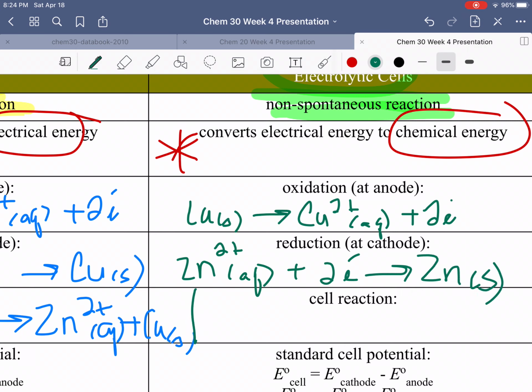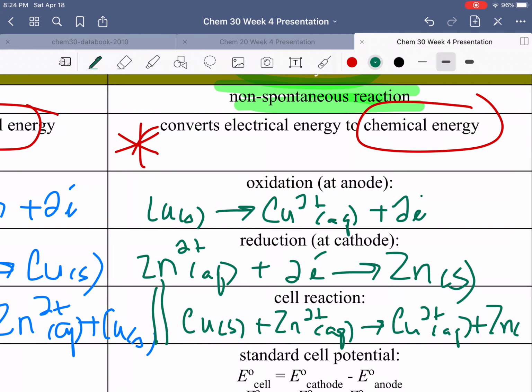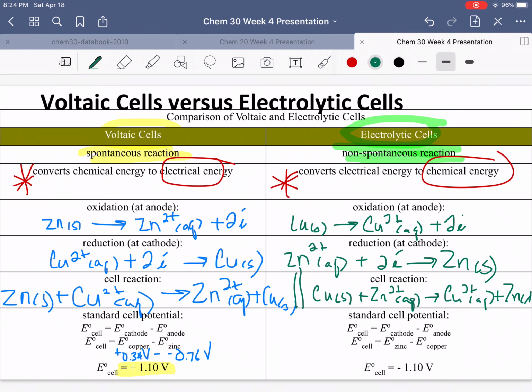So in other words, when we actually make that net cell reaction, notice something about this. Copper solid plus zinc 2 plus aqueous ions produces our copper 2 plus aqueous plus that zinc solid. Look at the two sides. We have an exact reversal. They are complete opposites to each other.